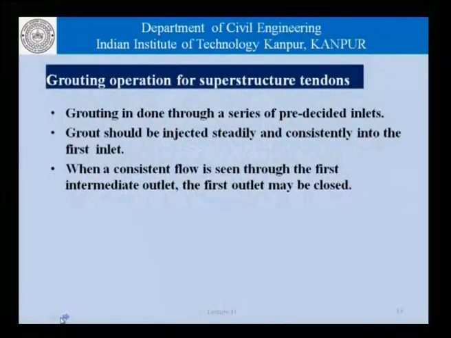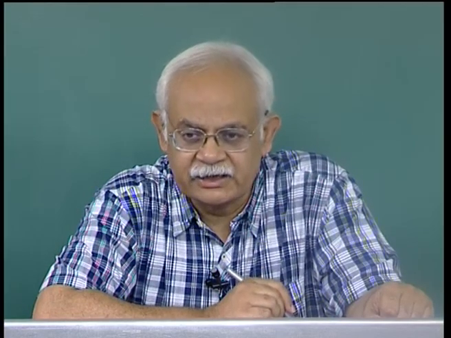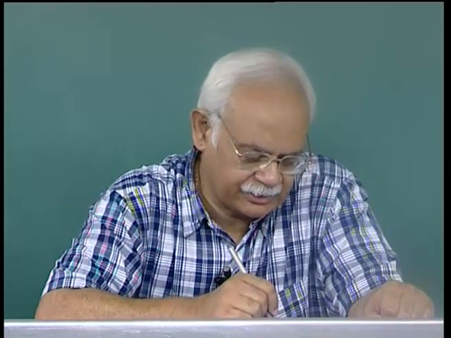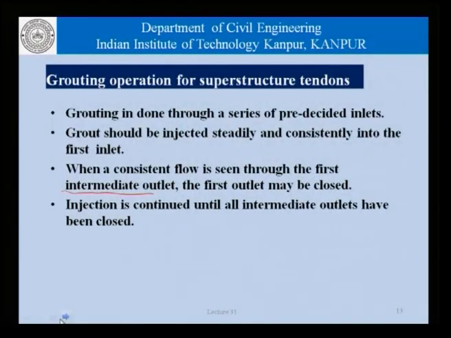When a consistent flow is seen through the first intermediate outlet, so there is a series of outlets and we are trying to pump the grout into the first outlet, and as the grout emerges in the second outlet, or the first intermediate outlet, the first outlet can be closed, and then we use the second point as the inlet to push the grout further, and this process is carried on till all the grouting is completed. As we say here, injection is continued until all intermediate outlets have been closed.